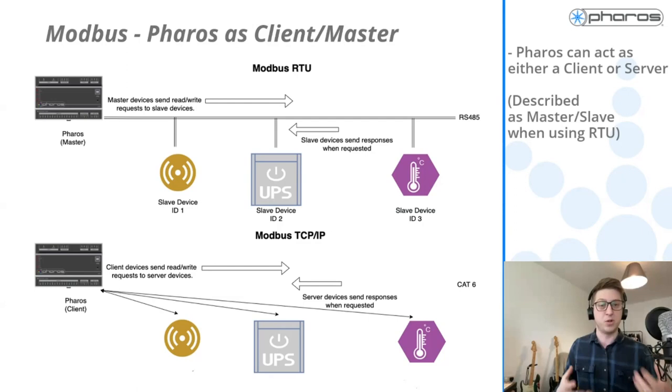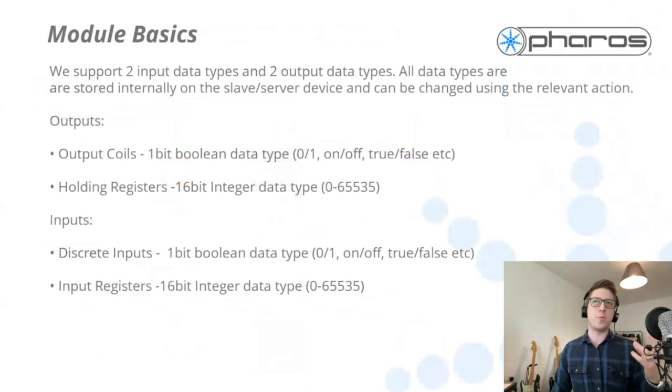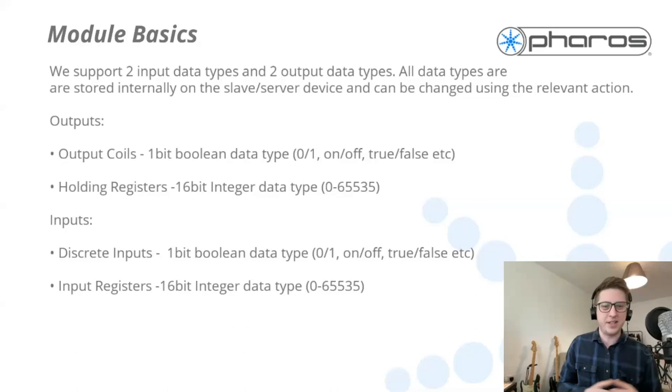So in terms of how Modbus works, Modbus supports different data types. We support two input data types and two output data types. The way to think about these data types is they are just data that is stored internally on Pharos when it's acting in a slave server kind of way. So these data types are stored internally. You can think of them as memory allocations. With the two different data types, you've got quite a lot of different options for how you can use them.